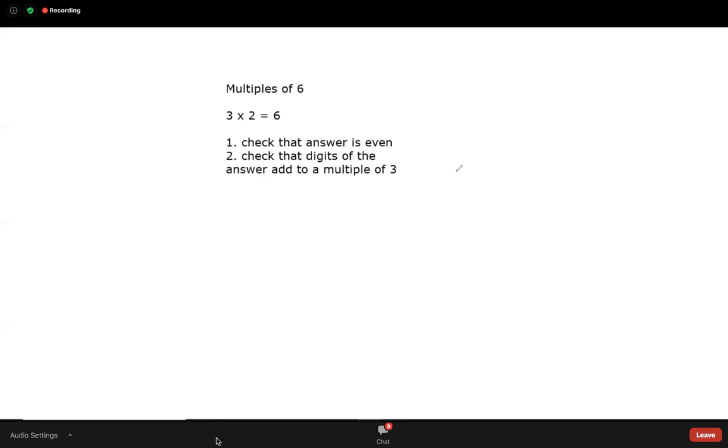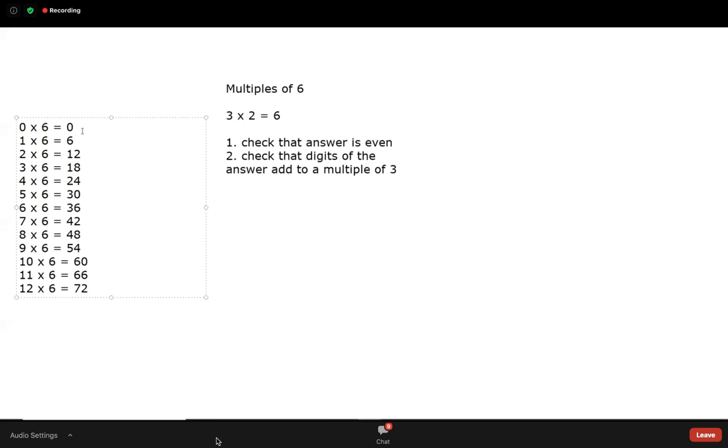So let's go, and I'm going to paste in the multiples of 6 to help you guys out. So the multiples of 6 that are going up to 12. This is a list I recommend you guys write down and begin to memorize.